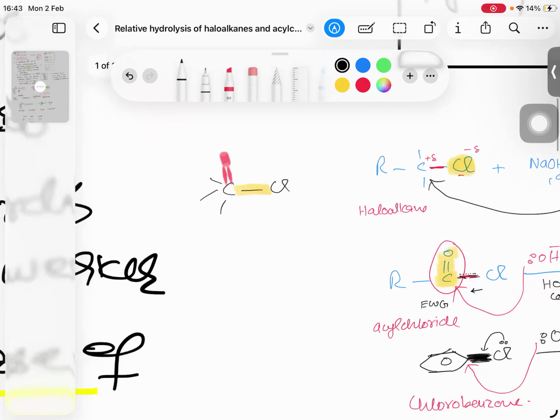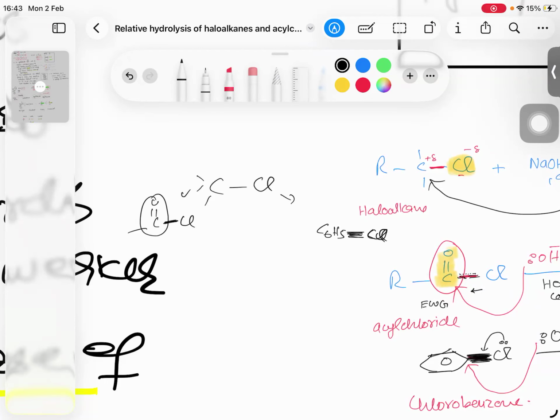So this is the C-Cl bond. If I put a benzene ring next to this, C6H5 and then Cl, it's going to make this bond stronger. If I put C=O next to Cl, it makes this C-Cl bond weaker, and the haloalkane is in the middle. So haloalkane is slower than acyl chloride in the rate of hydrolysis, but faster than chlorobenzene. Okay, now I'm letting you write all this.